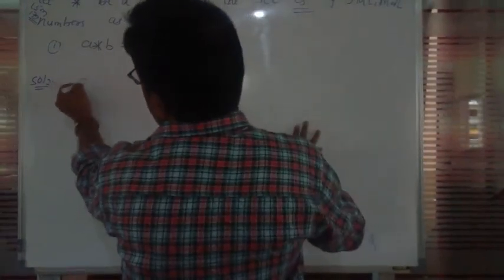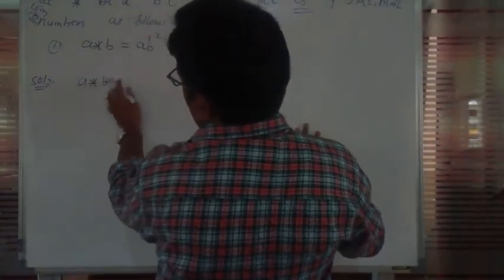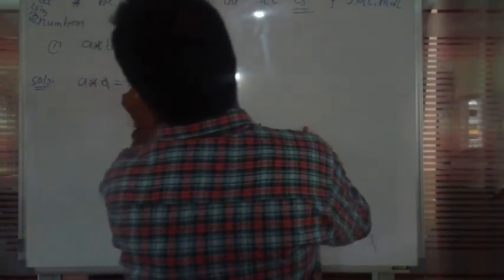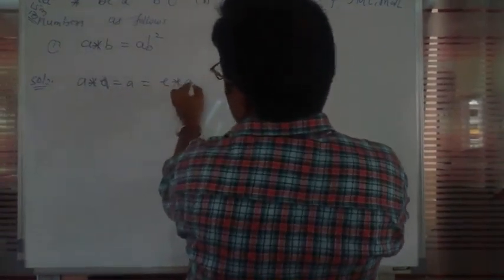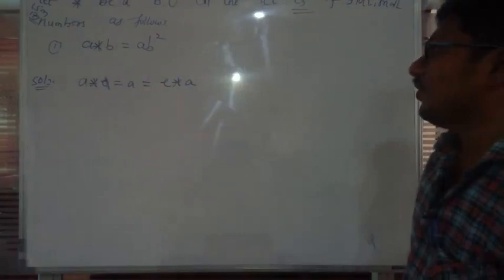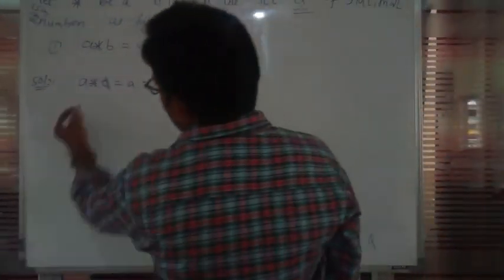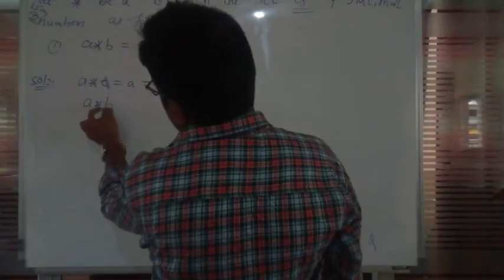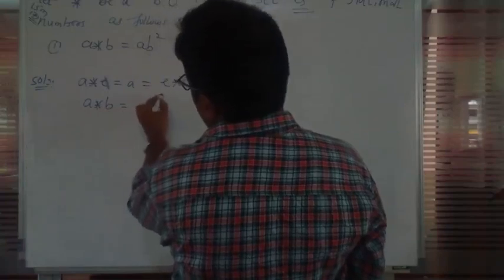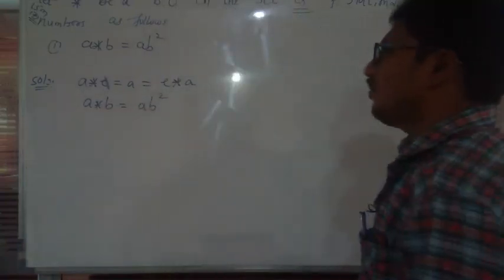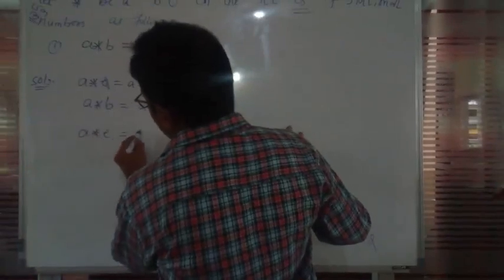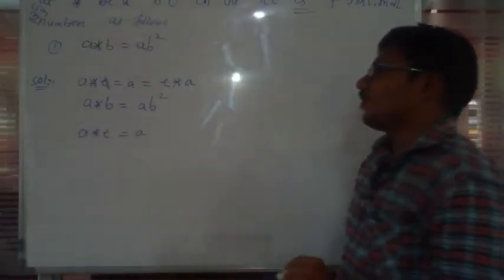Once again we should write what is the condition. A star E is equal to A, and E star A is equal to A. So first one we should take, that is what is the condition. A star B is equal to AB square. To take that one, A star E is equal to A.